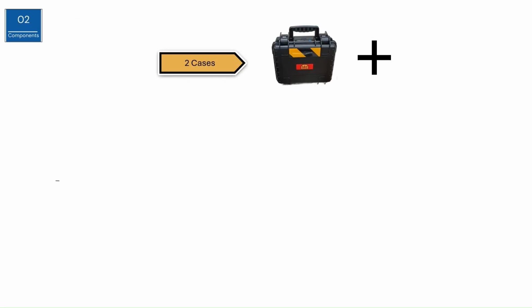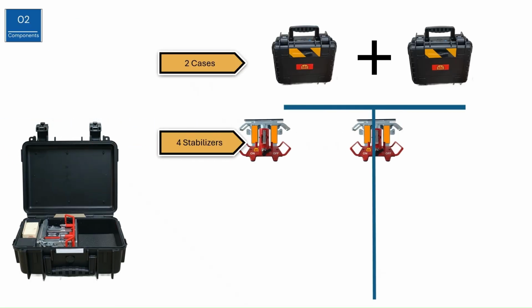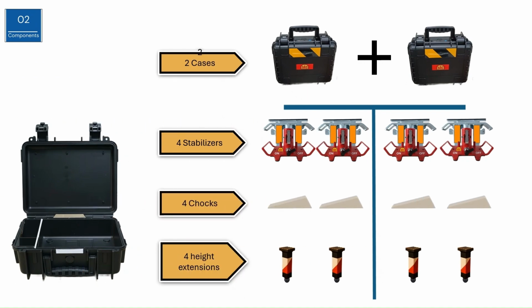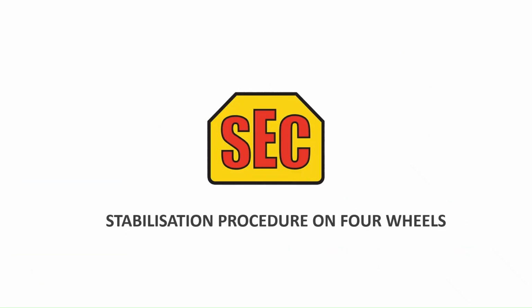The system is composed of two cases containing the following elements: 4 stabilizers, getter chocks, and 4 height extenders. Four-wheel stabilization. For four-wheel stabilization, both cases are required.